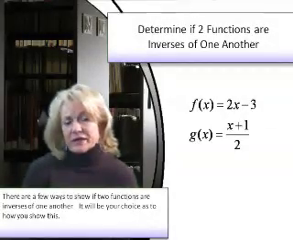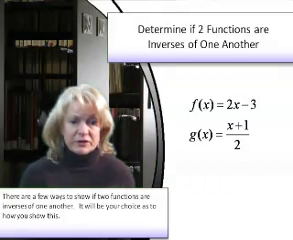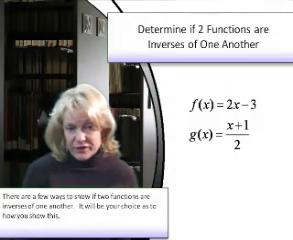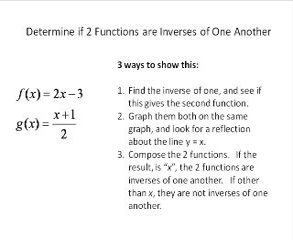There are a number of ways to determine if two functions are inverses of one another. We could find the inverse of one and see if it is the other function. Or we could graph both of them on the same graph to see if there's a reflection about the line y equals x. Our last is to compose the two functions to see if the result is x. If two functions are inverses of one another, then one function will undo what the other has done to x. Therefore, if you compose the two and they are inverses of one another, you will end up with what you started with, which is x.